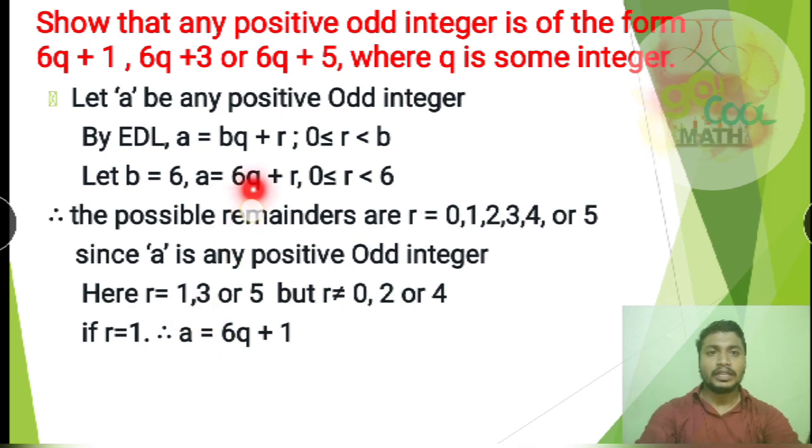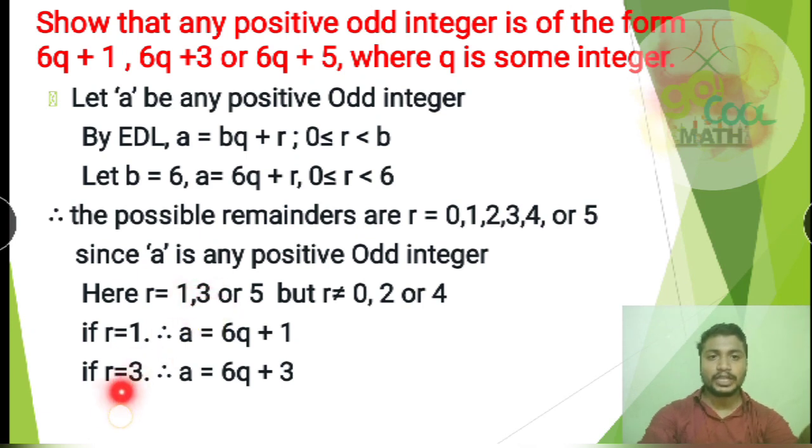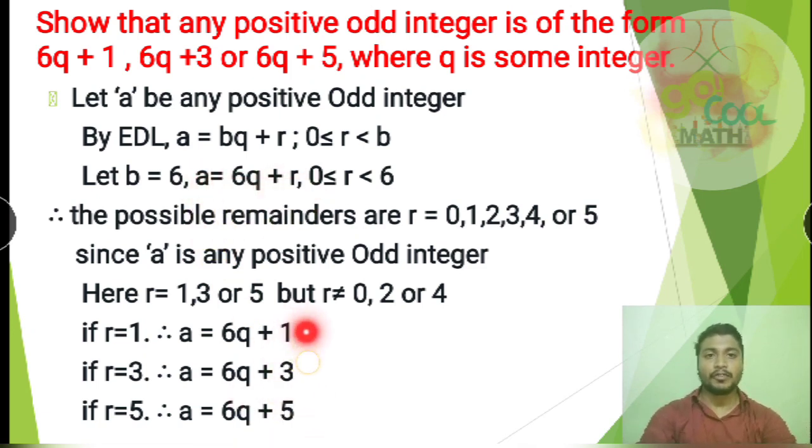If r is equal to 1, then the lemma becomes a is equal to 6q plus 1. If r is equal to 3, then the lemma becomes a is equal to 6q plus 3. If r is equal to 5, then the lemma becomes a is equal to 6q plus 5. Therefore, hence proved that any positive odd integer, where a is nothing but any positive odd integer, is in the form of 6q plus 1 or 6q plus 3 or 6q plus 5. Hence proved. I hope you all understood this problem. We'll move on to the next one.